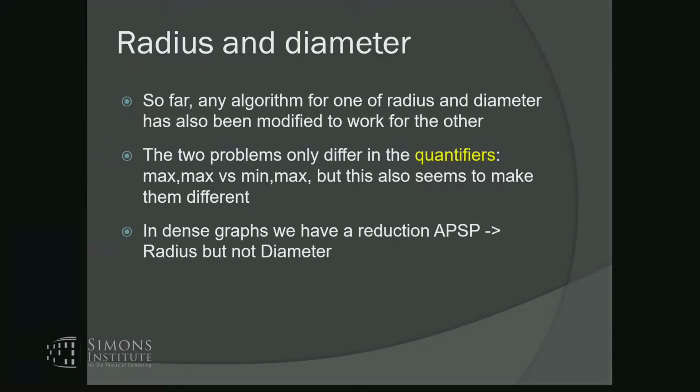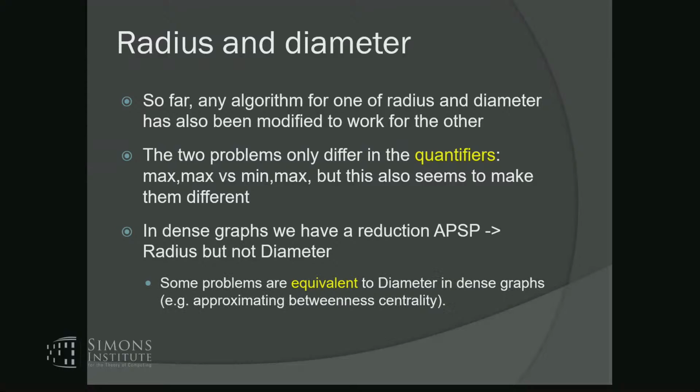In particular, you'll recall that in dense graphs, we have a reduction from APSP to radius, but we don't know how to make it go through to diameter. That was the part where you go to radius, the part that I didn't show you. If you want to get a sense for why it might not work for diameter, we'll be happy to talk about it offline. And then it also turns out that we know some problems that are equivalent to diameter in dense graphs.